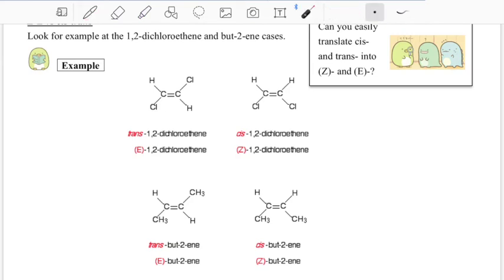For the first molecule, let's try to assign whether it's E or Z first. If we divide it into two halves, on the left hand side, chlorine should be given a higher priority. On the right hand side, chlorine should be the priority atom. So here we have the priority atoms on opposite sides. Hence we give the name E, E-1,2-dichloroethane.